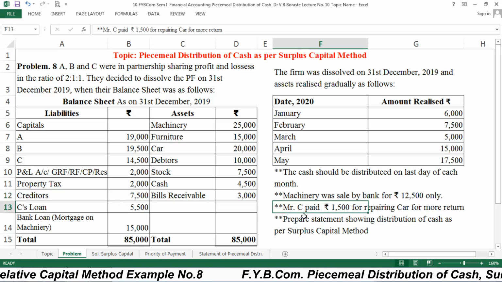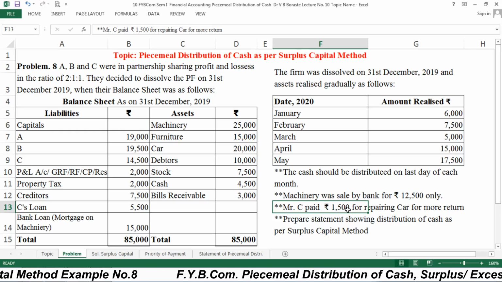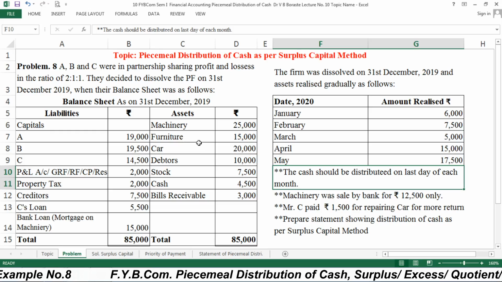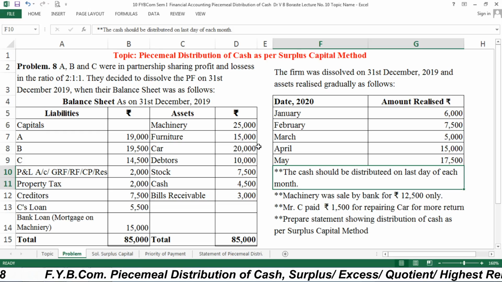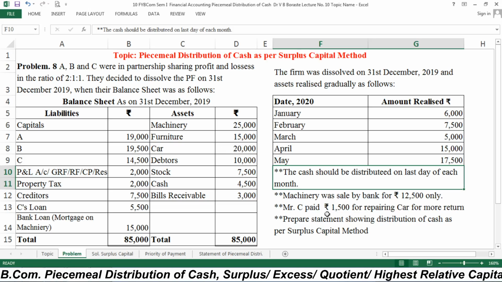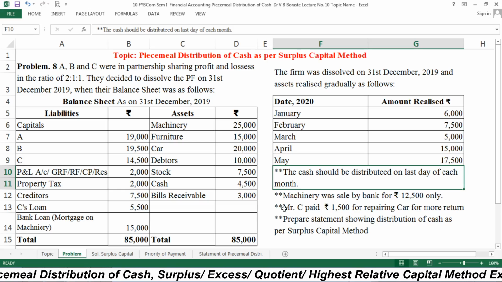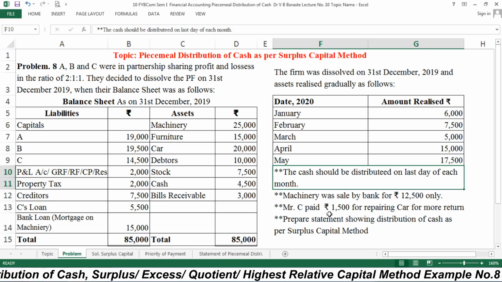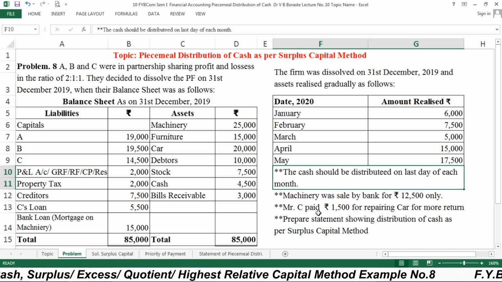Now here you can see Mr. C paid rupees 1,500 for repairing of the car for more return. Here you can see the motor car is 20,000. So when the partnership firm wants to sell that motor car in the market, it should get more return. For that, Mr. C expends some money for its repairing, and after the repairing of that car, the amount realized is more. That means it is called a realization expense.